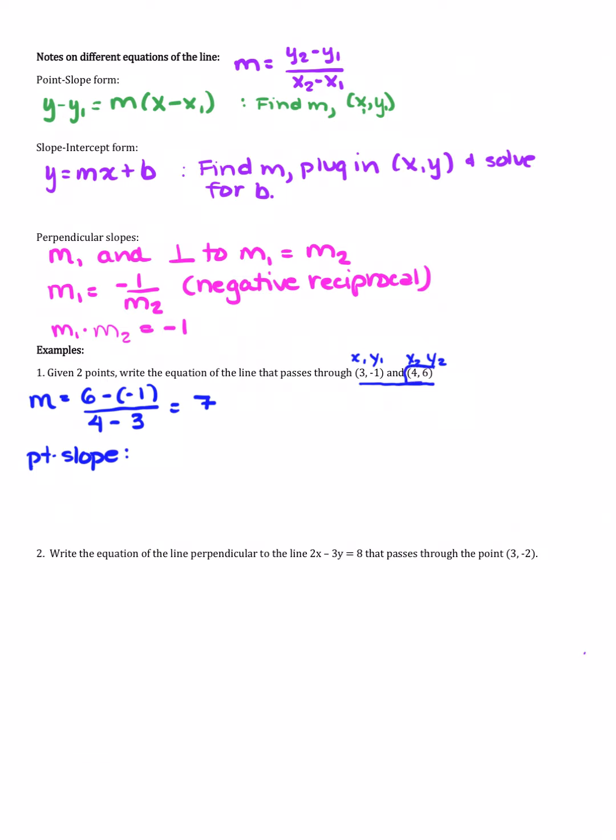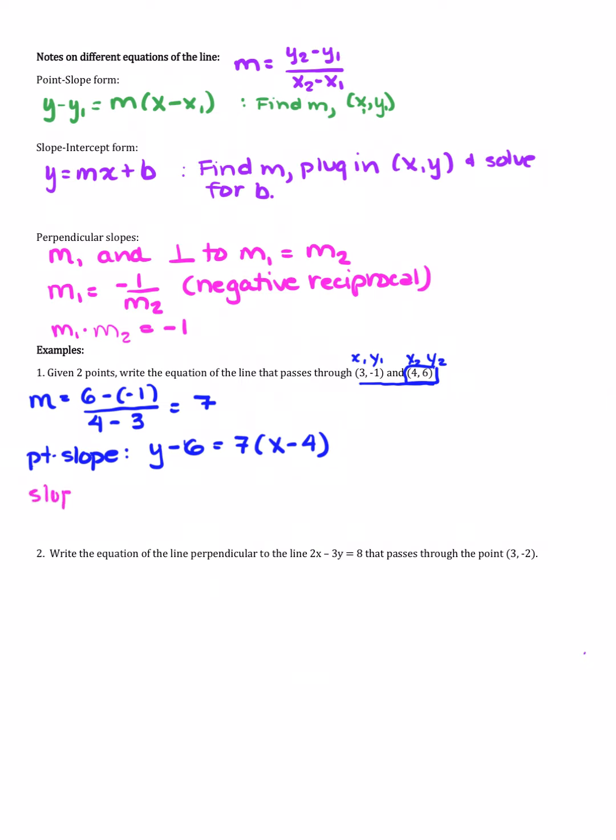Now to put it in point-slope form, I can choose either point. I'm going to choose the 4, 6, just because it has no negatives. That makes it a little easier. y minus the y value equals 7 times x minus the x value. And you're done. That is a completely legitimate equation of a line.